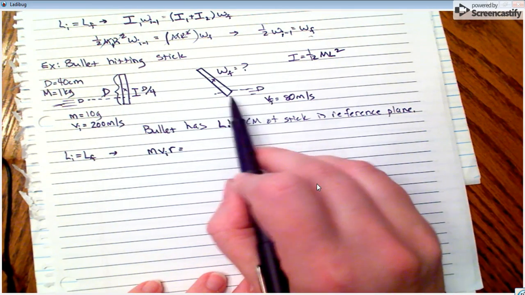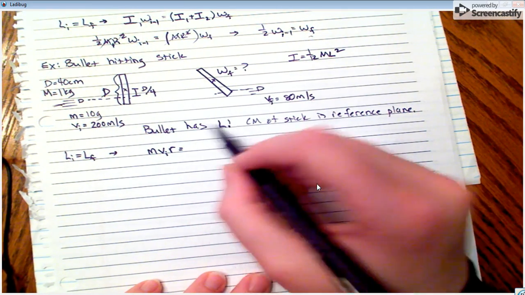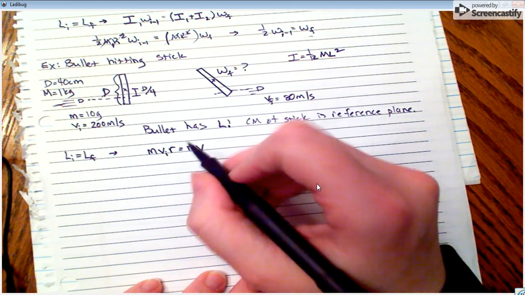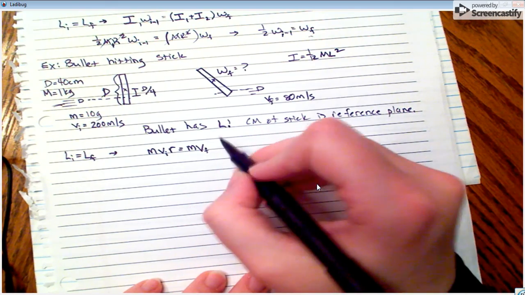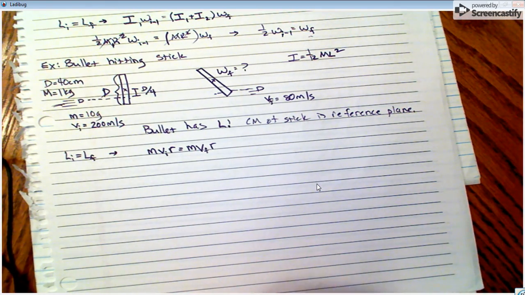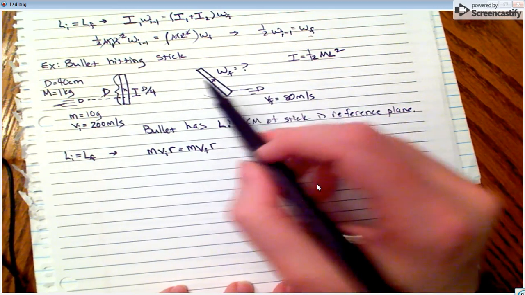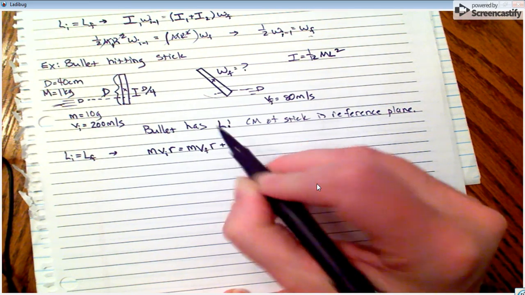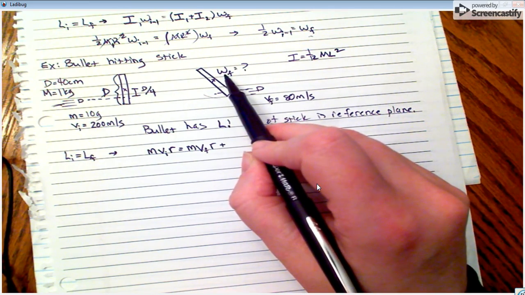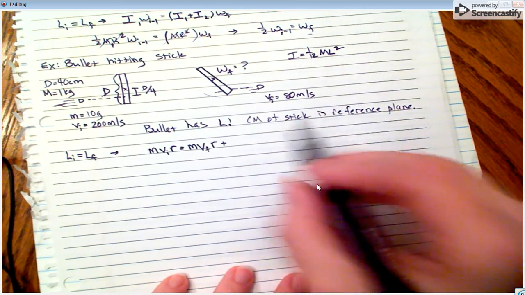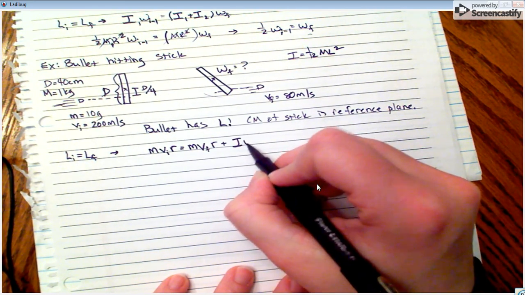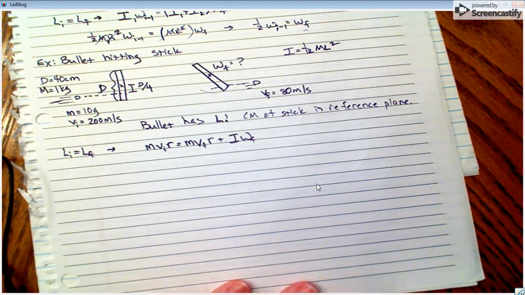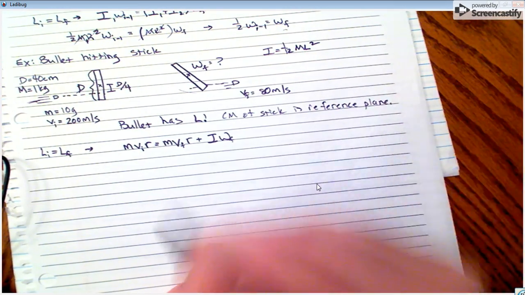In our final picture, the bullet is still moving, so it still has angular momentum. This is going to be its final velocity times r. But the stick is also rotating, so we need to include the stick too. Since that is rotating with some angular speed and it has a moment of inertia, we're going to use I omega. And really it's essentially plug and chug from here.